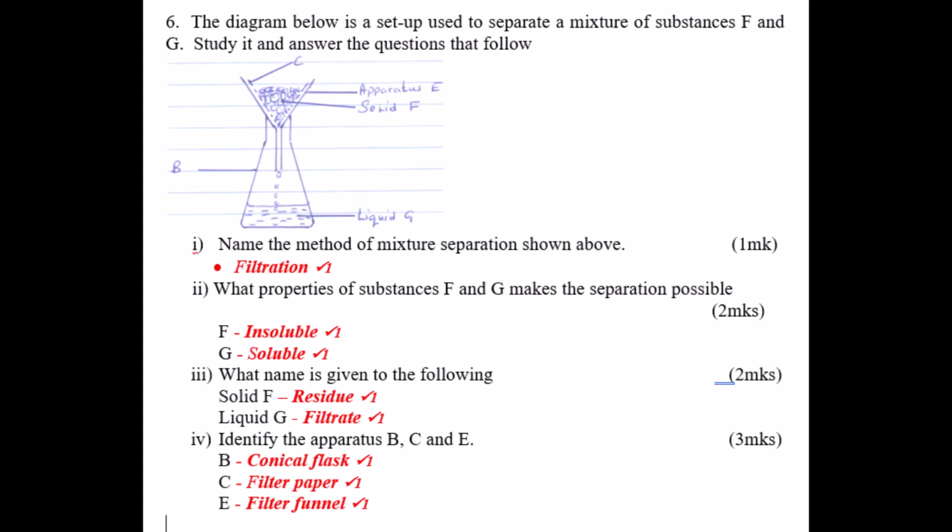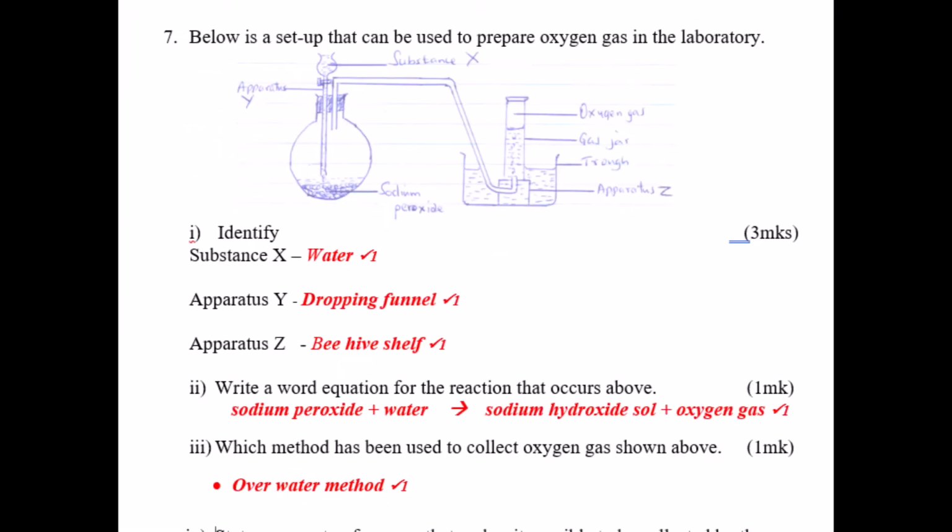the filter paper, while E is... question number 7, the substance X that is being reacted with sodium peroxide, that is water. If the sodium peroxide was replaced with manganese oxide, then X will be hydrogen peroxide. But for this, X is water. Going to Y, it's a dropping funnel. Z is a beehive shelf that is supporting the gas jar. The word equation in question: sodium peroxide reacting with water to get sodium hydroxide solution and oxygen gas.